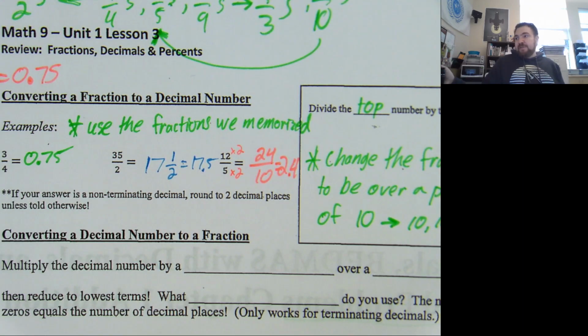All sorts of techniques you can model. I don't care how you choose to do it. And honestly, sometimes having a bunch of these techniques and being able to go back and forth is going to make your life easy. Does anyone have any questions as we reviewed converting fractions to decimals?